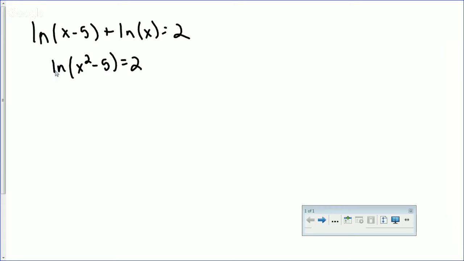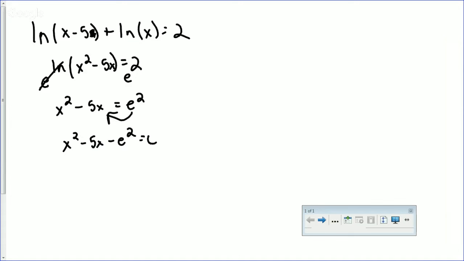In order to get rid of ln, we'll take the base e of both sides, so that cancels, and we'll get x squared minus 5x. That's supposed to be an x there, equals e squared. And this is a quadratic, so we'll move everything to one side. So I get x squared minus 5x minus e squared equals 0.